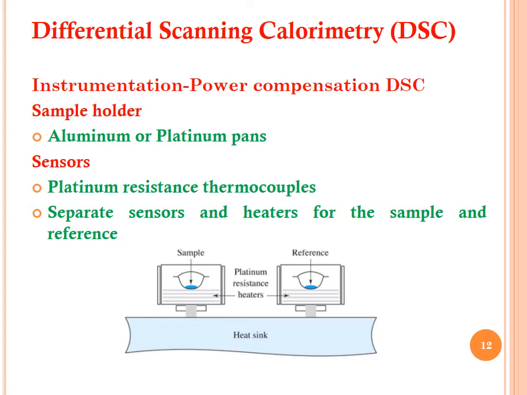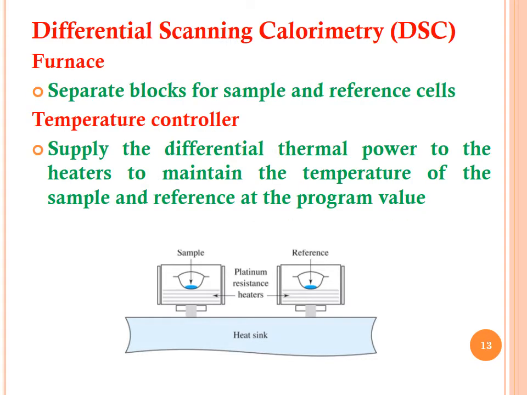In the block diagram you can see the sample and reference pan are placed on a heat sink. And what is the heat sink? Heat sink is a passive heat exchanger that transfers heat generated by an electronic device or fluid medium. So this heat sink serves as a heat exchanger. Again, the furnace has separate blocks for the sample and reference cells. The temperature controller supplies the differential thermal power to the heater to maintain the temperature of the sample and reference at the programmed value.